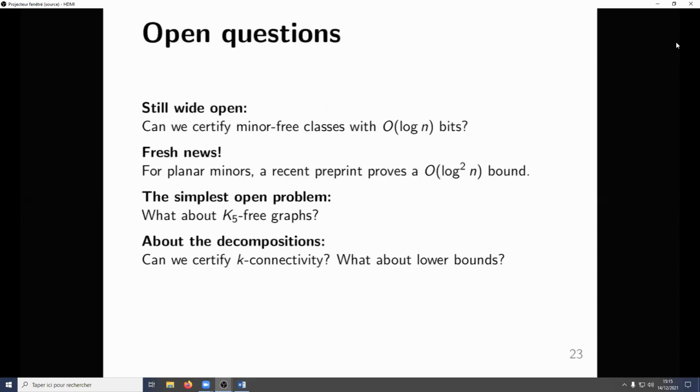And in terms of open questions, well, the big open question is still the same. We just answered for small minors. Then there is some fresh news, posted on the arXiv 1 week ago, that basically you can do all planar minors if you use a slightly larger certificate, log squared n bits, with a completely different technique. And if you want to start in this domain, maybe the simplest problem that is still open is certifying K5 minor free graphs. And about our tools, it would be interesting to better understand how you certify connectivity and what are the lower and upper bounds that you can have on such decompositions. And that's it. Thank you.